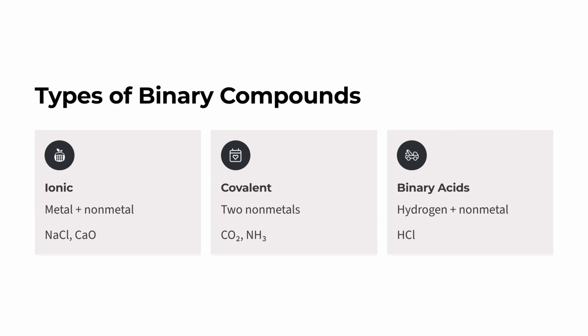There are different types of binary compounds. The first type is ionic compounds. These are made when a metal and a non-metal combine, like sodium chloride, NaCl, or calcium oxide, CaO. The second type is covalent compounds, which form when two non-metals combine, like carbon dioxide, CO2, or ammonia, NH3. The third type is binary acids. These happen when hydrogen combines with a non-metal, like hydrochloric acid, HCl.